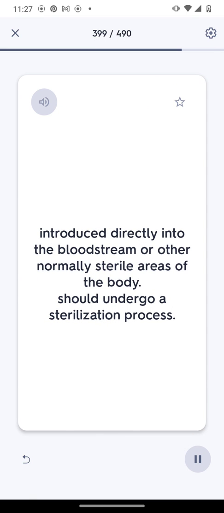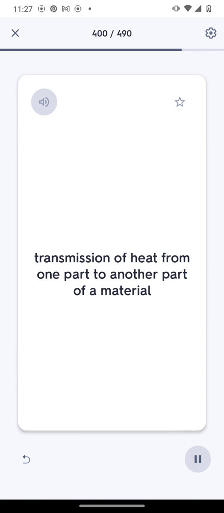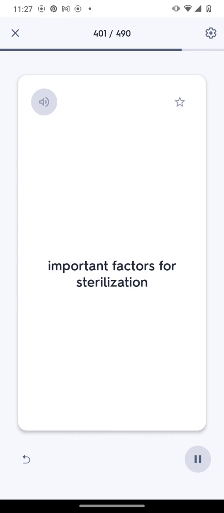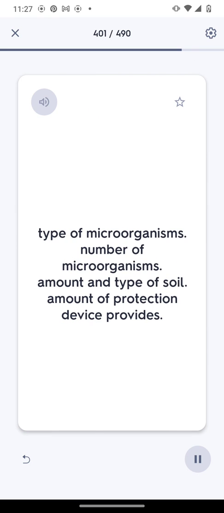Critical devices, those introduced directly into the bloodstream or other normally sterile areas of the body, should undergo a sterilization process. Conduction: transmission of heat from one part to another part of the material. Important factors for sterilization: type of microorganisms, number of microorganisms, amount and type of soil, and amount of protection the device provides.